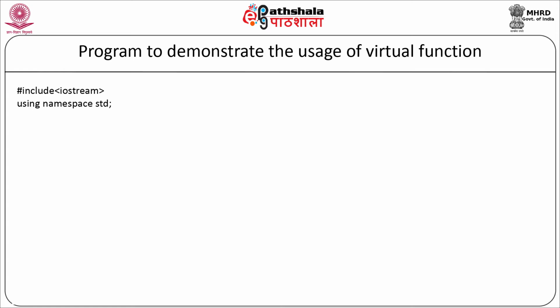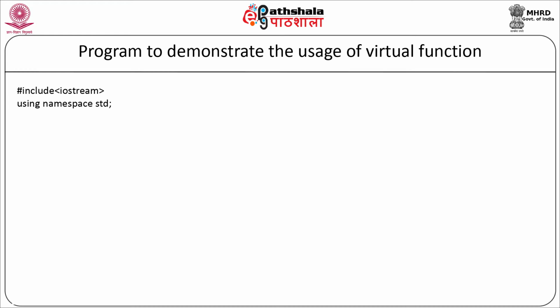Now here we are going to declare 3 classes. Our first class will be a base class, our second class will be a derived 1 class which is going to inherit the base class in a public mode, and our third class will be derived 2 which will inherit the base class again in a public mode. So we are going to have 3 classes here.